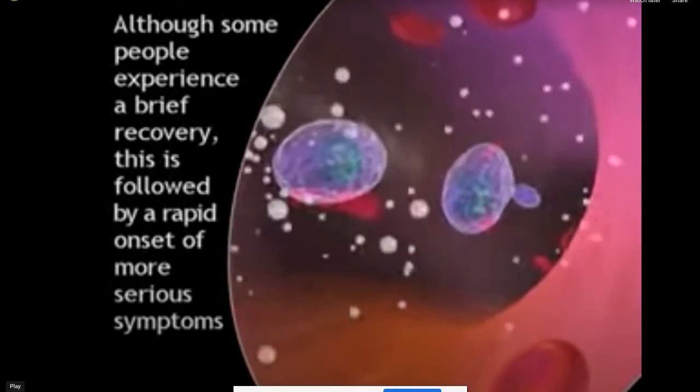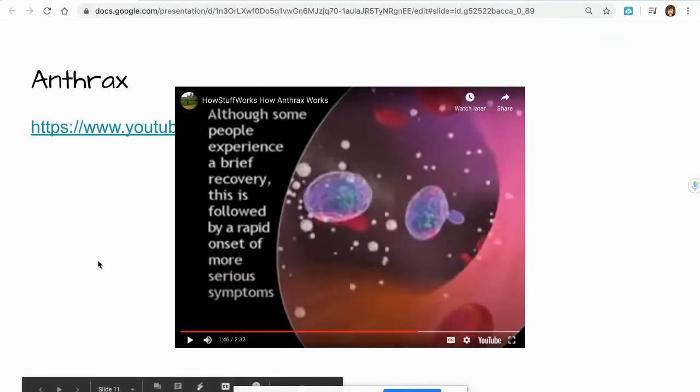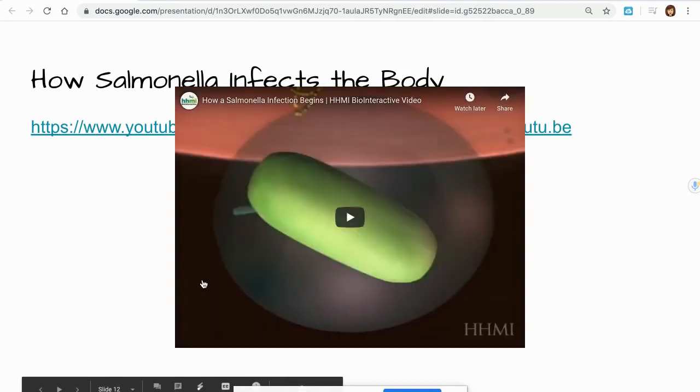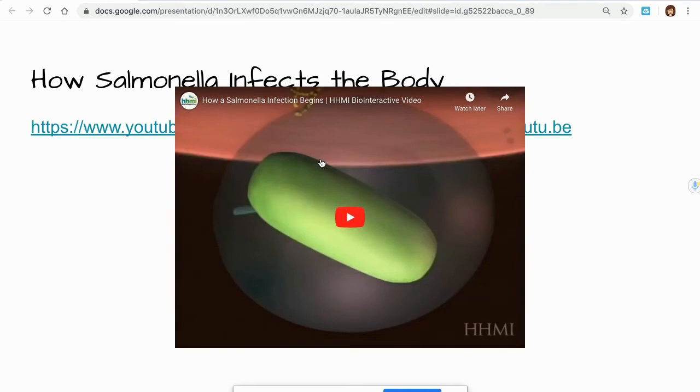Okay, so this is another example of how toxins from a bacteria can affect the human body. All right, the last one I want to show you is Salmonella. This is a bacteria that you get when you eat food off of a surface that hasn't been fully cleaned. So Salmonella has a superpower when it enters your cell.